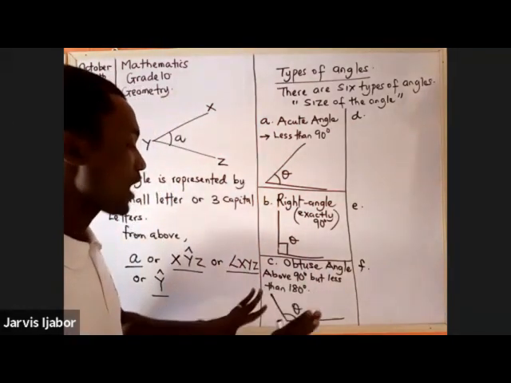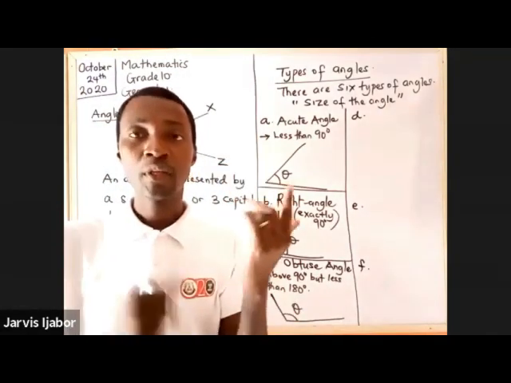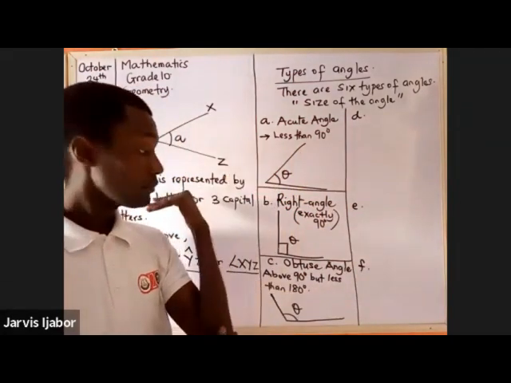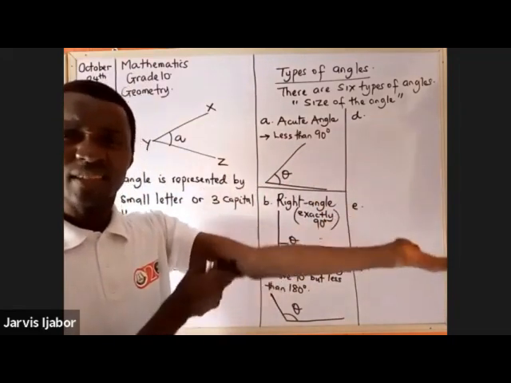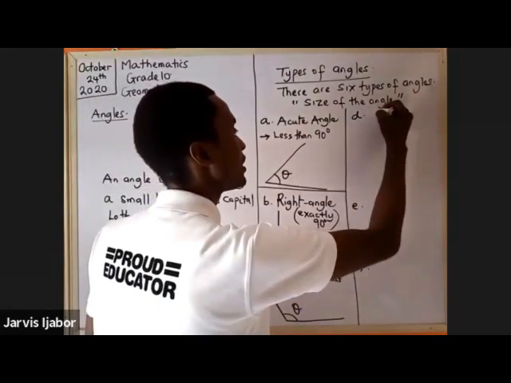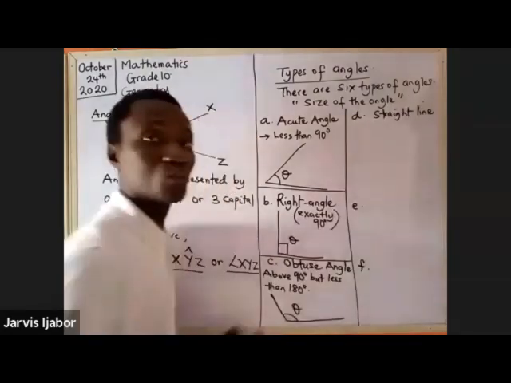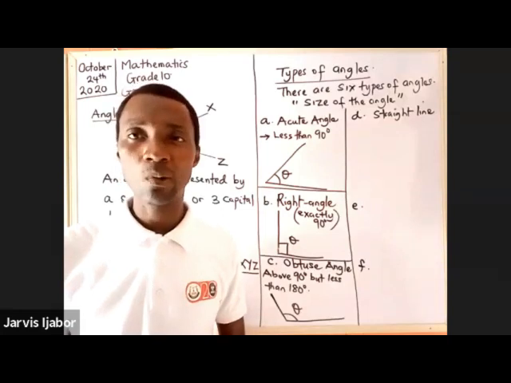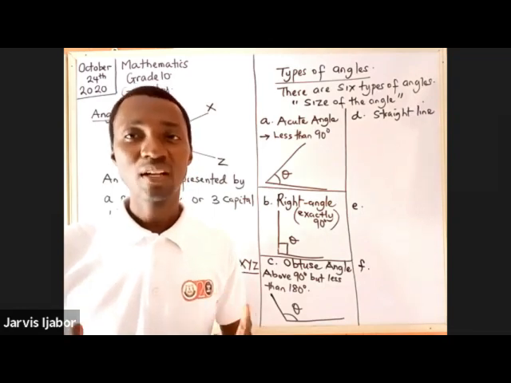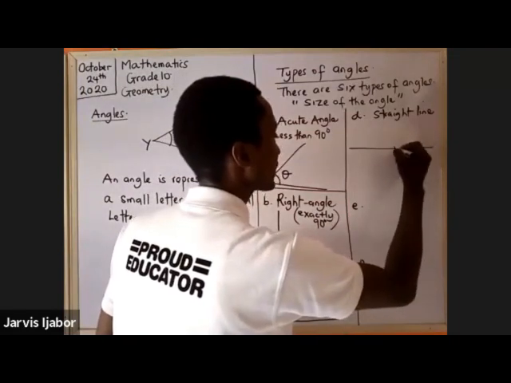Now, an obtuse angle is above 90 degrees but less than 180 degrees. The first question a student may ask is, how do I know that an angle is 180 degrees? Because if I say it is less than 180, there's something I have to use as a reference. That brings me to what is called a straight line. I remember the first time I told the students that a straight line is an angle, there was horror. But interestingly, a straight line is an angle. This is what we call a straight line, marked at the center.